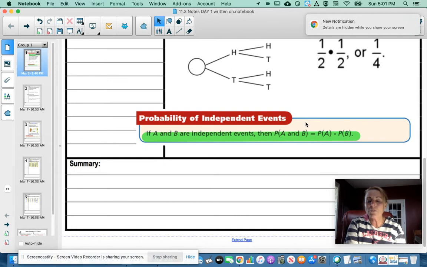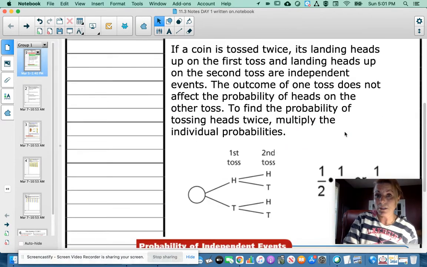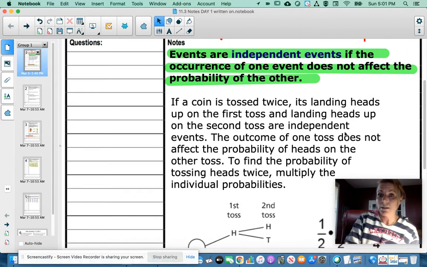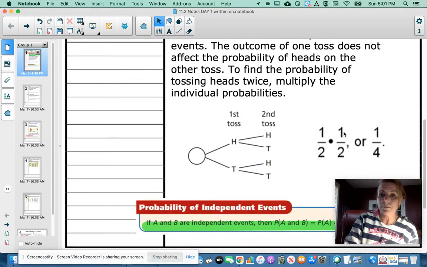So the formula for finding the probability of independent events is to multiply the probability of the first event times the probability of the second event, just like tossing a coin twice.